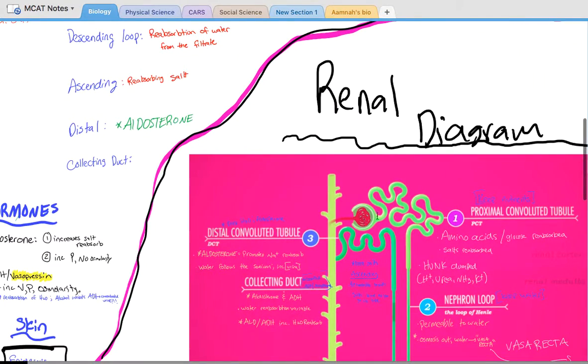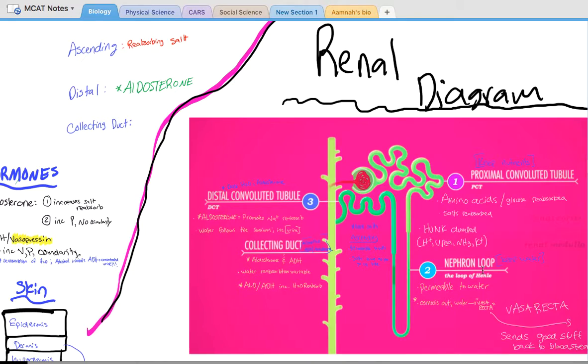So all your stuff will come in here at the Bowman's capsule and glomerulus, and then it'll pass through the proximal convoluted tube. And this is basically where you have reabsorption of a lot of your nutrients. So amino acids, glucose are reabsorbed. Usually these don't even pass through because they're too big. Salts are reabsorbed, and then HUNK is dumped, which is H+, urea, NH3, and K+.